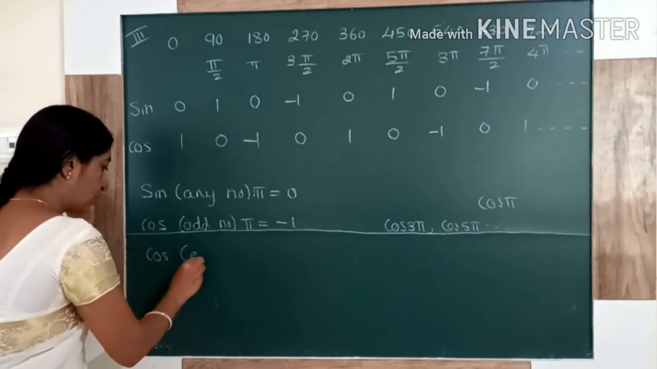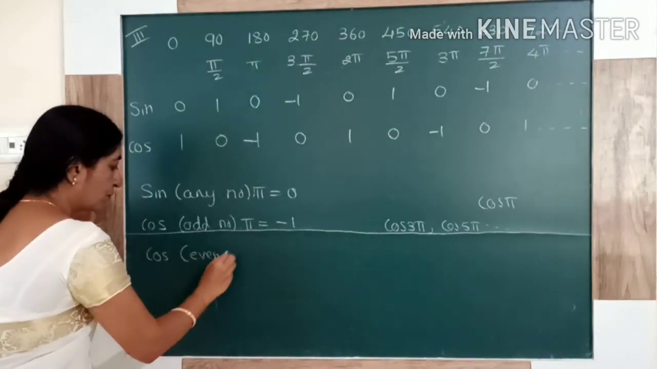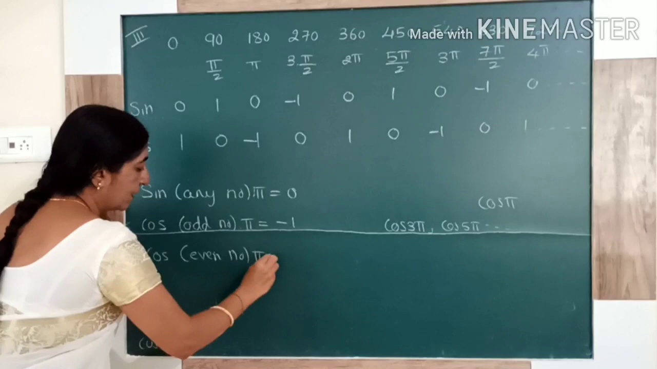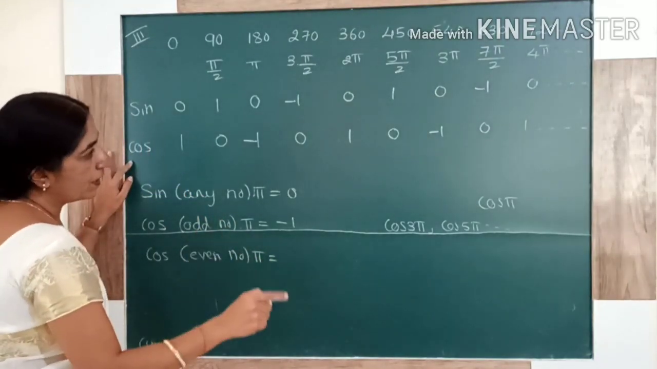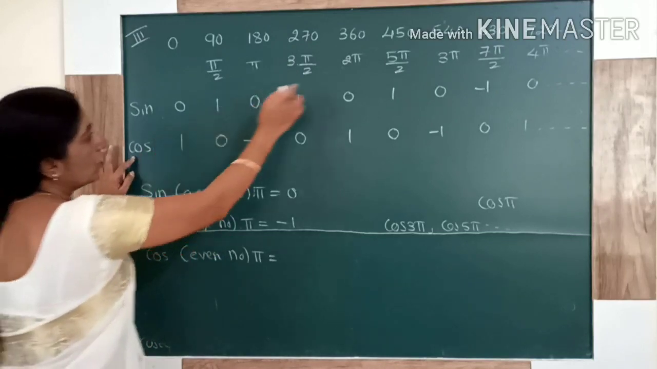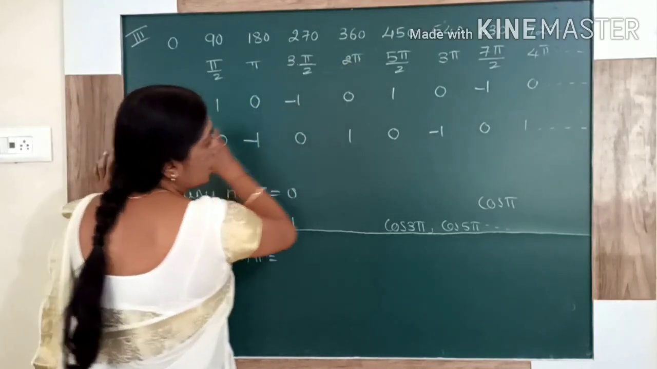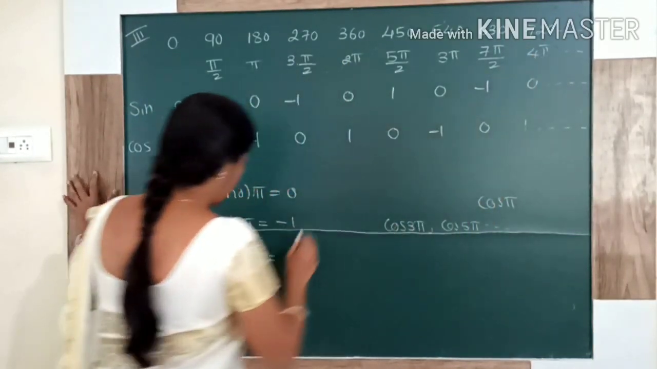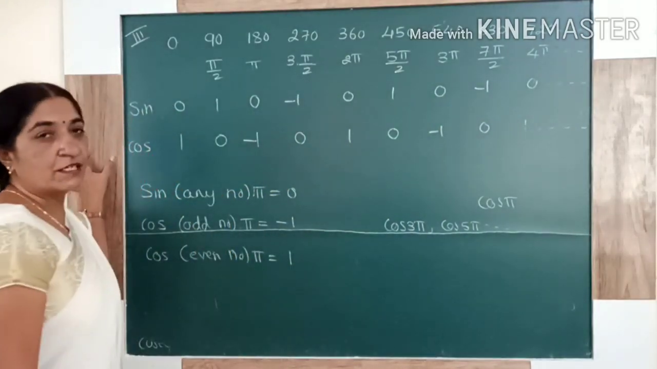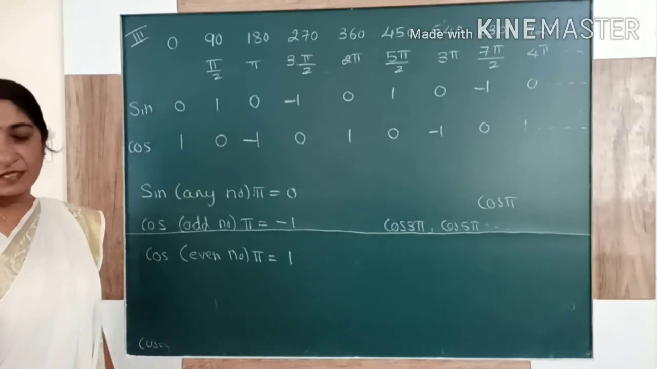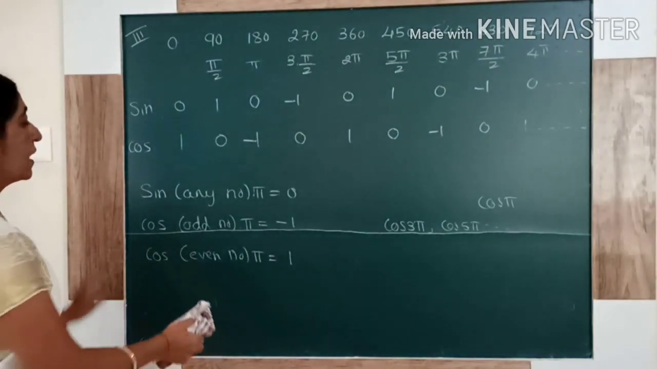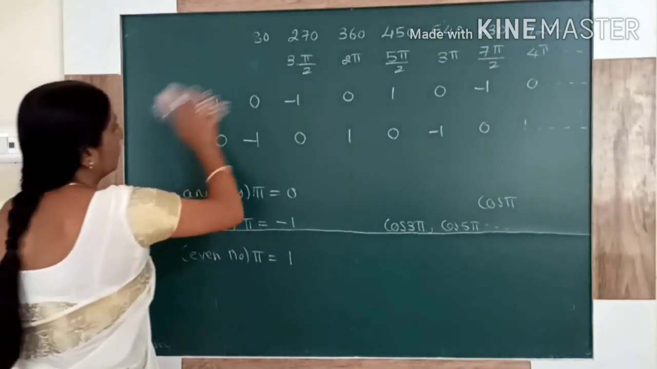Then cos of even number into pi will be what? See the table and tell me. Cos of even number means 2 pi, 4 pi like that. Cos of 2 pi is 1. Cos of 4 pi is 1. So it will be +1. See, is it interesting or what? So you have to remember these three tables. They are very important for theory as well as competitive exams.